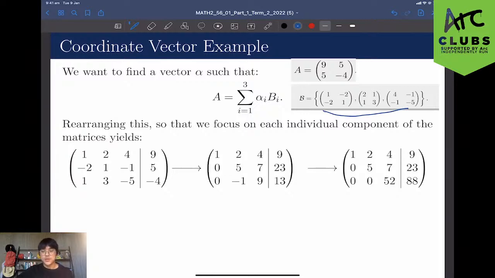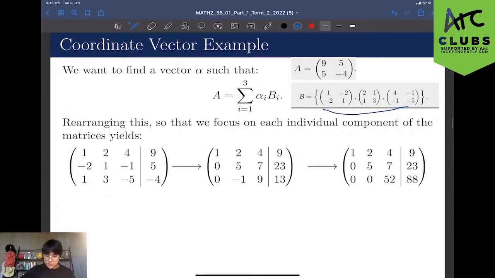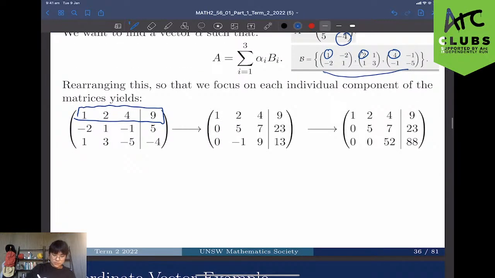And to calculate this, again, we go to the augmented matrix. Here we're considering each element of the matrix. So for this entry, for 9, that's going to be a linear combination of 1, 2, and 4. So that's what we get here. And we do the same for the other entries, 5 and minus 4. So we get this matrix, and then we just row reduce it.